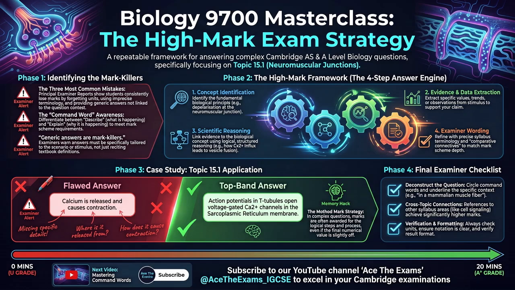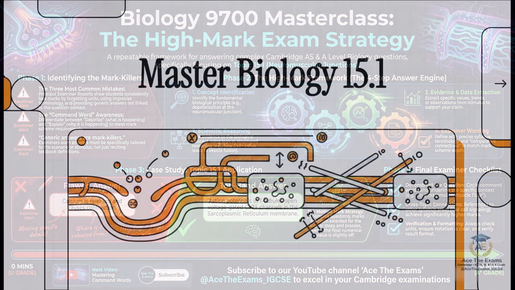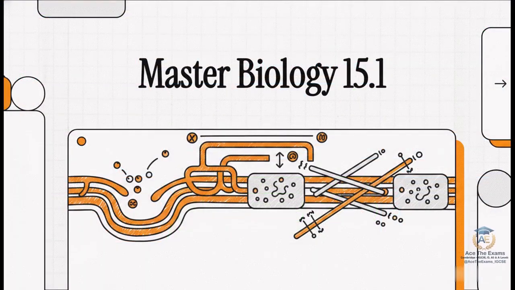Picture this. You're staring down at your Cambridge Biology 9700 exam paper. You know the textbook definitions inside and out, right? You write down literally exactly what you memorized about muscle contraction. But then the results come back and your grade boundary just slipped away because of one tiny, almost invisible mistake. And let's be honest, there is absolutely nothing more agonizing than losing a hard-earned grade over a silly technicality before you even realize you've made it.